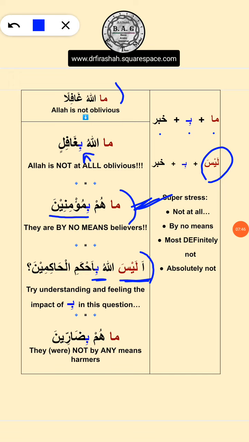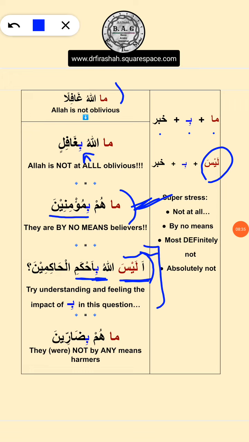All right, so that's how you're going to say it, because this very question has so much in it. The very combo of a and laysa gives it some degree of stress, and then you are adding this bi with the khabar along with this negative particle, so this sentence is quite rhetorical and has a lot of emphasis in it. So alaysa Allahu biahkamil hakimin: is Allah not the wisest of all the wise and just people? There are two meanings of ahkam, so it can be used for wise or just. I hope you can now start understanding and feeling the impact of this bi in this question.